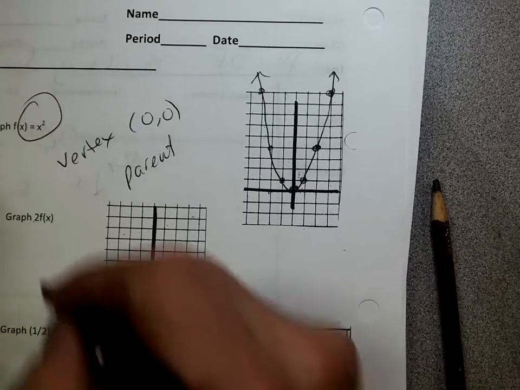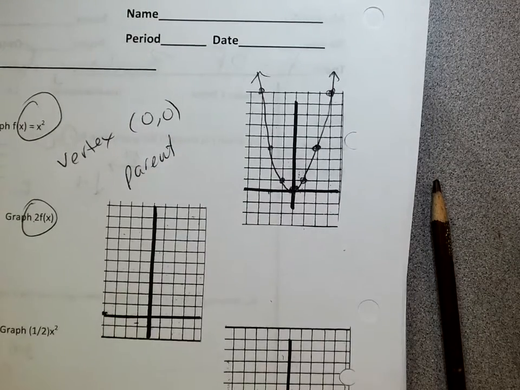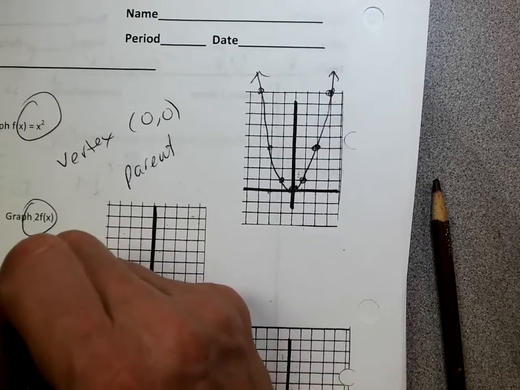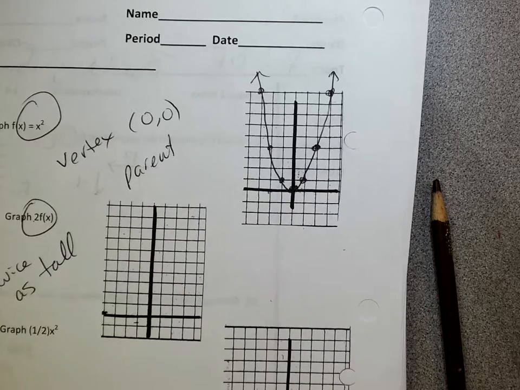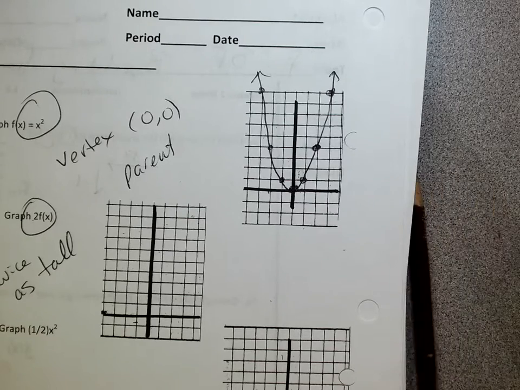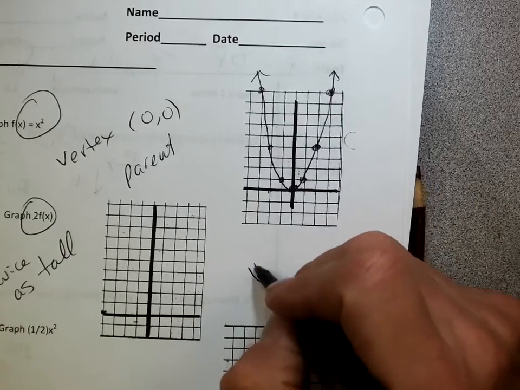Okay, so let's do A. 2x squared. What we're going to do is make it twice as tall. So again, 1 squared is 1. Twice as tall would take me to 2. 2 squared is 4. Twice as tall would give me 8. 3 squared is 9. Twice as tall would be 18.